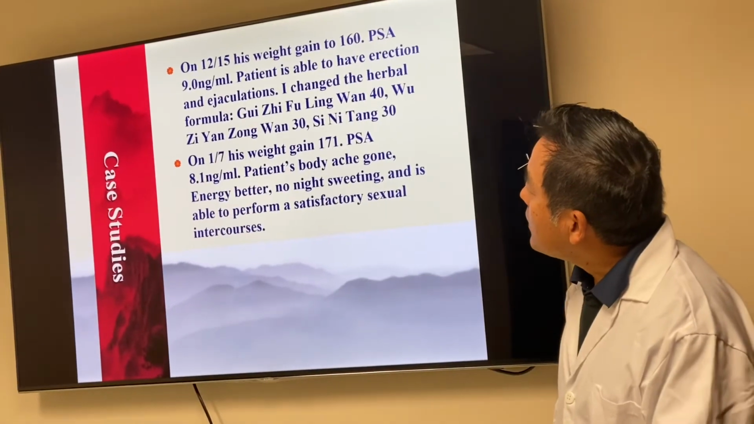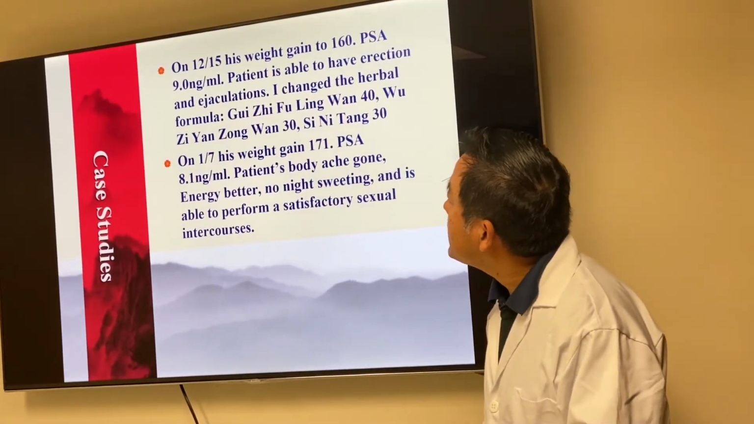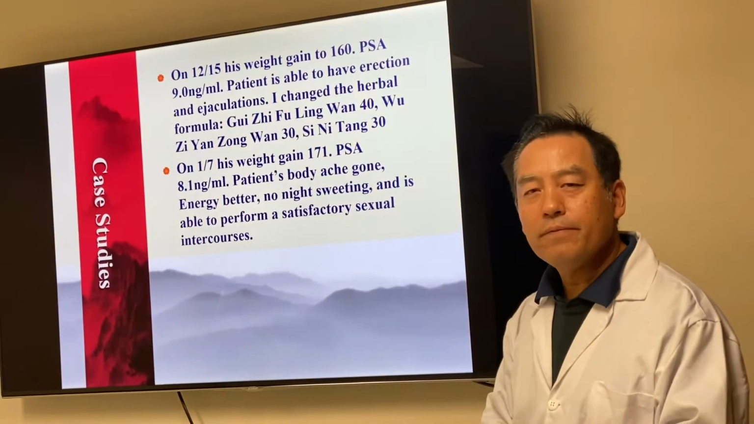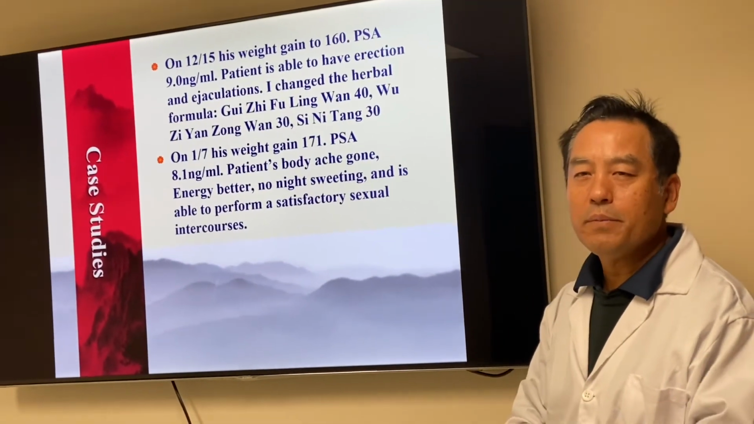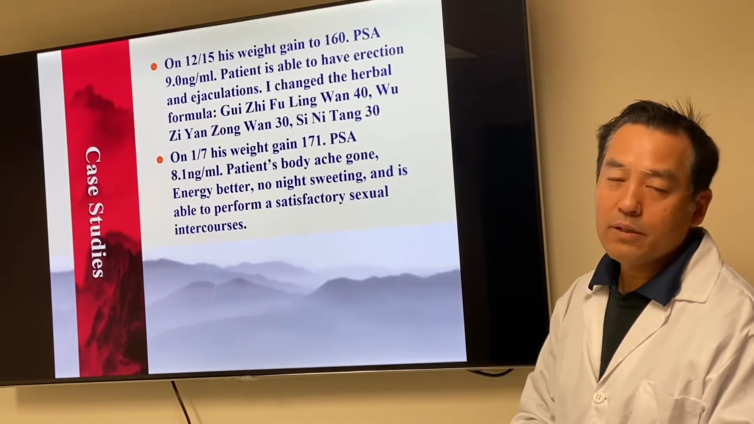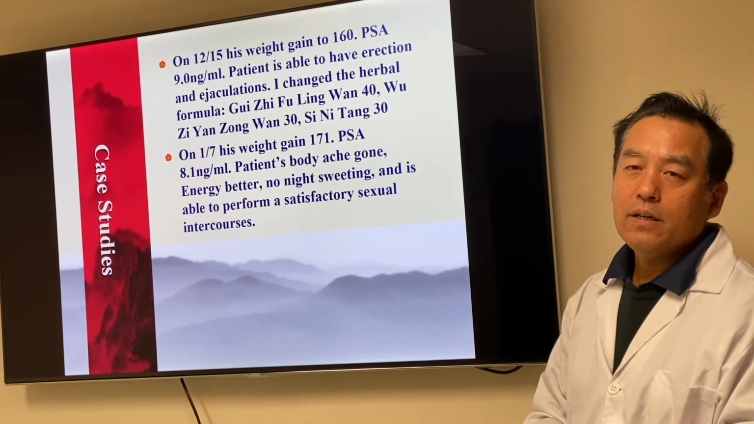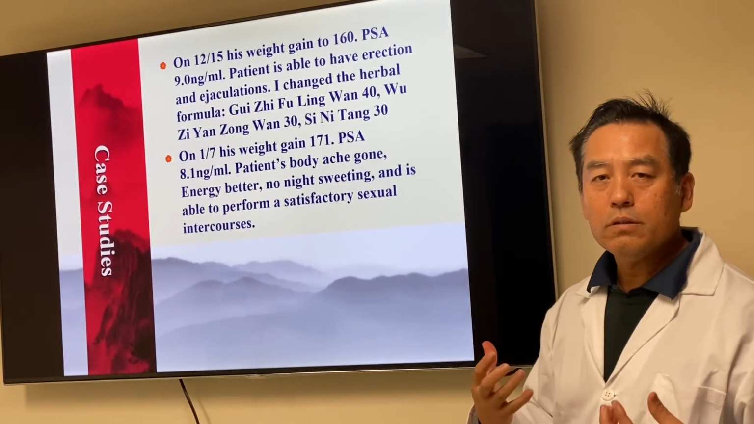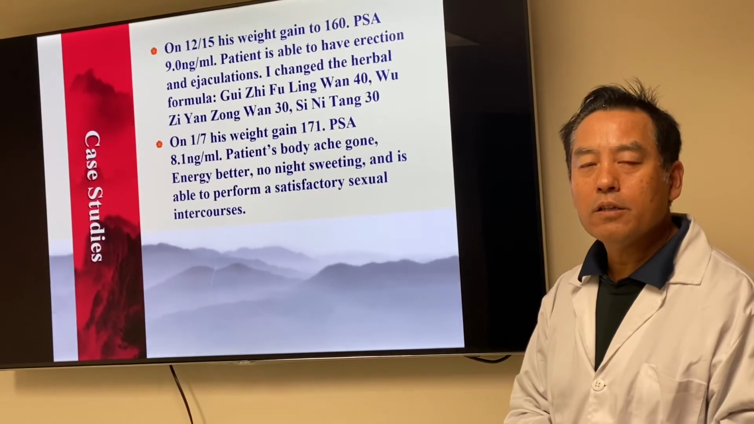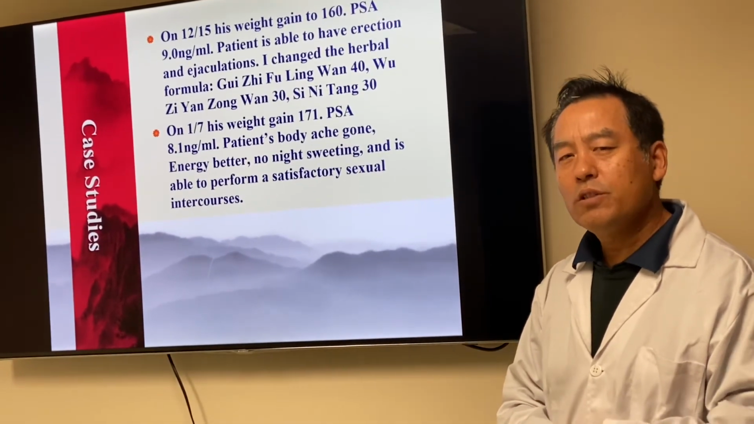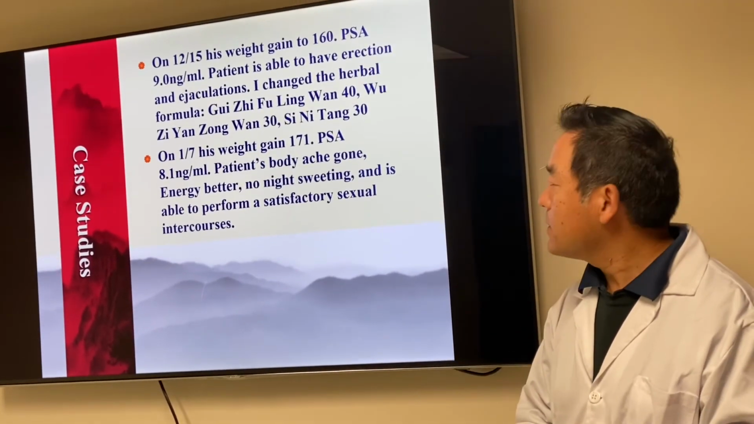So on December 15th, his weight gained to 160. That's very impressive. The patient was very happy, and he and his wife were so happy. They were thinking they had prostate cancer. He's going to die because of such a dramatic body ache, the weight loss, and PSA elevation. It shows very early signs of prostate cancer.